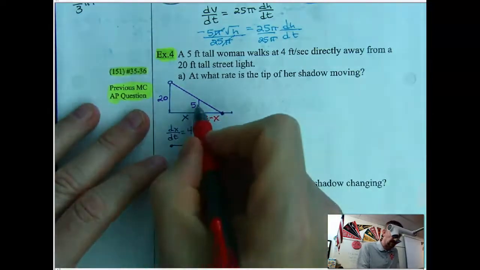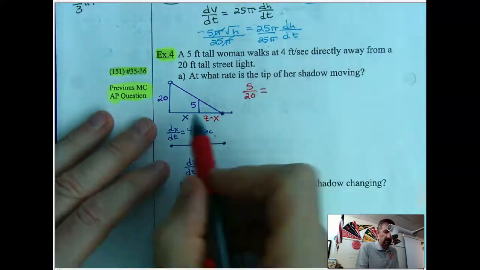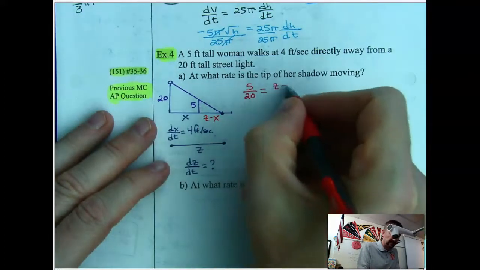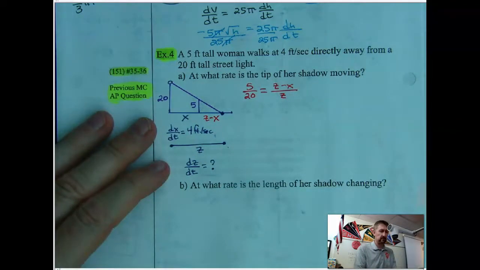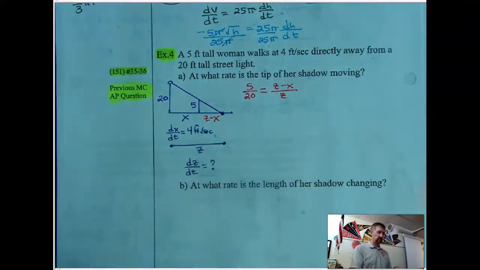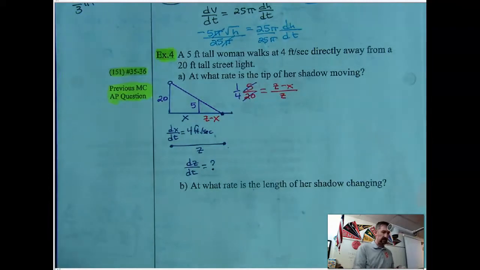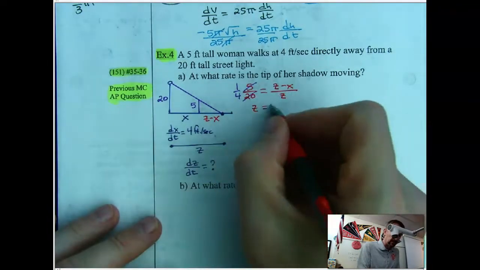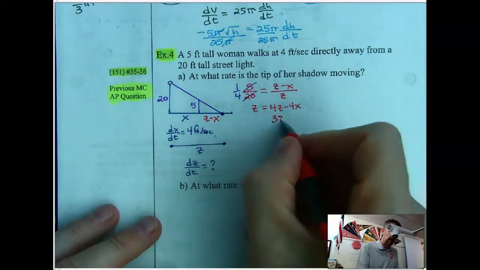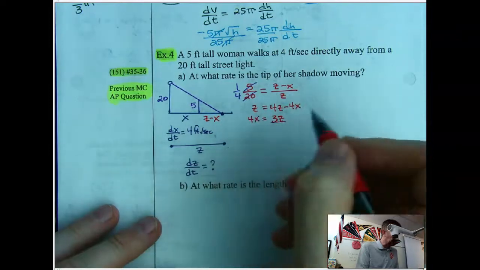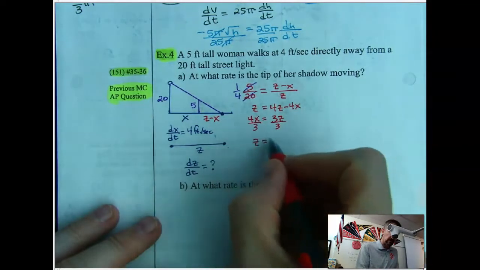So here come the similar triangles. So I've got the little triangle here and then the bigger triangle. So this is 5 over 20. I guess I could have put 20 over 5. 5 over 20. So then that means I'm going to have z minus x over z. All right. So what we should do now is we should reduce this to 1/4. And then we should cross multiply. So that's going to be z equals 4z minus 4x. All right, so if we subtract a z from both sides and add 4x to both sides, and since I'm trying to find dz, I want to get z by itself, I think. So z equals 4/3 x.